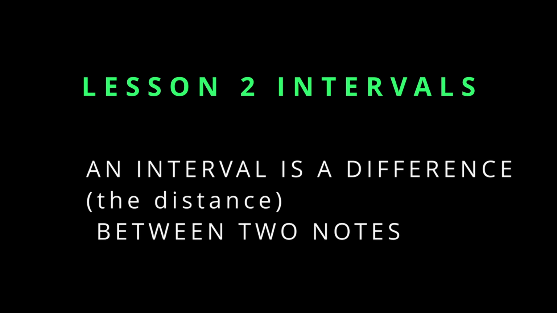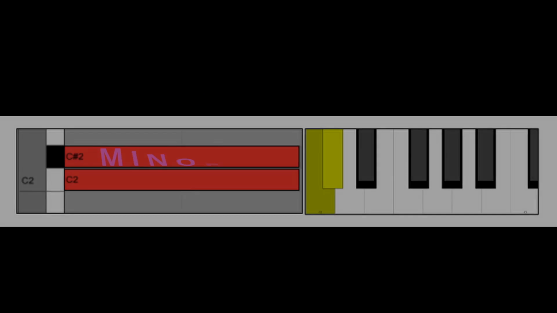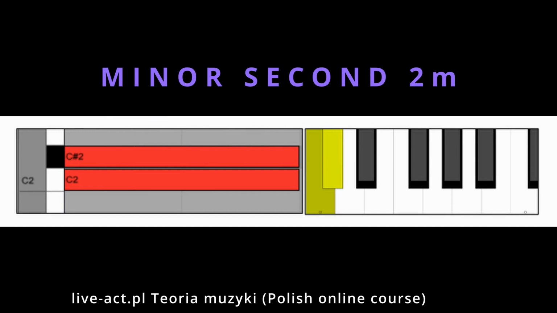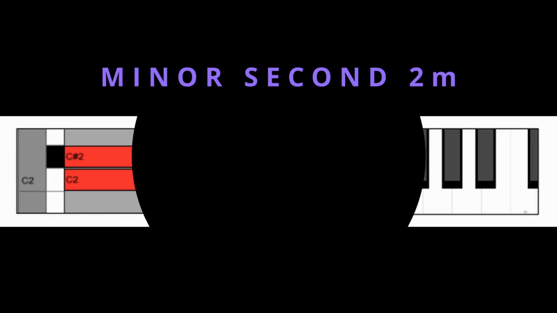Okay, lesson 2, guys. Intervals. An interval is a difference, the distance between two notes. Any given distance. So, for example, a semitone is the smallest difference between two notes. It's an example of an interval. We could have larger. I want to go from smallest to largest. So, a semitone is the smallest difference between two notes. It can also sometimes be called a minor second or a half step.